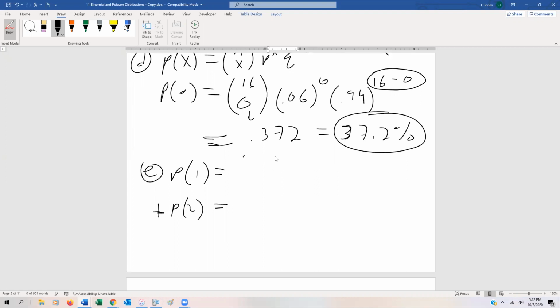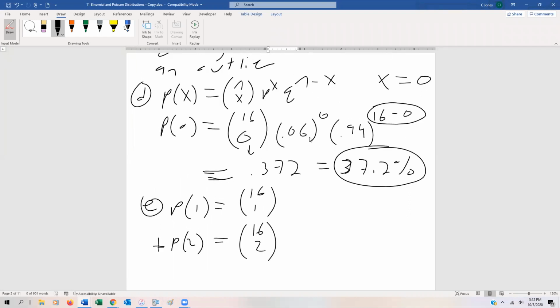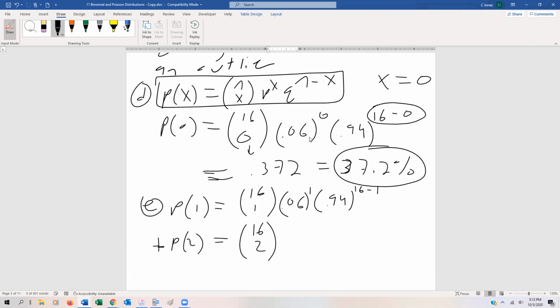All right, so P of 1, we have 16 combination 1. P of 2, we have 16 combination 2. And again, we're still using this formula. All right, this is a formula you absolutely want to have. 0.06 to the first power, and then we're going to multiply that by 0.94 to the 16 minus 1 power. And then down here, it's the exact same thing, except we're going to replace all the 1s with 2s.